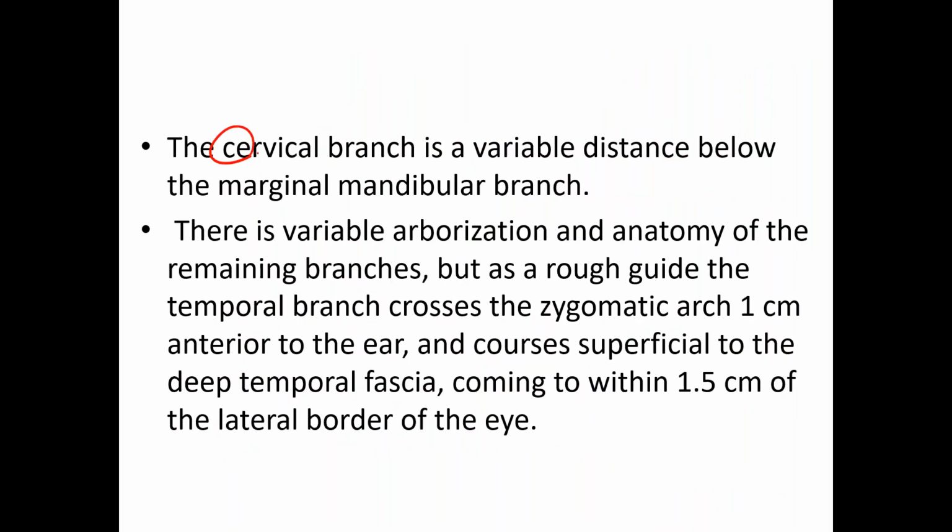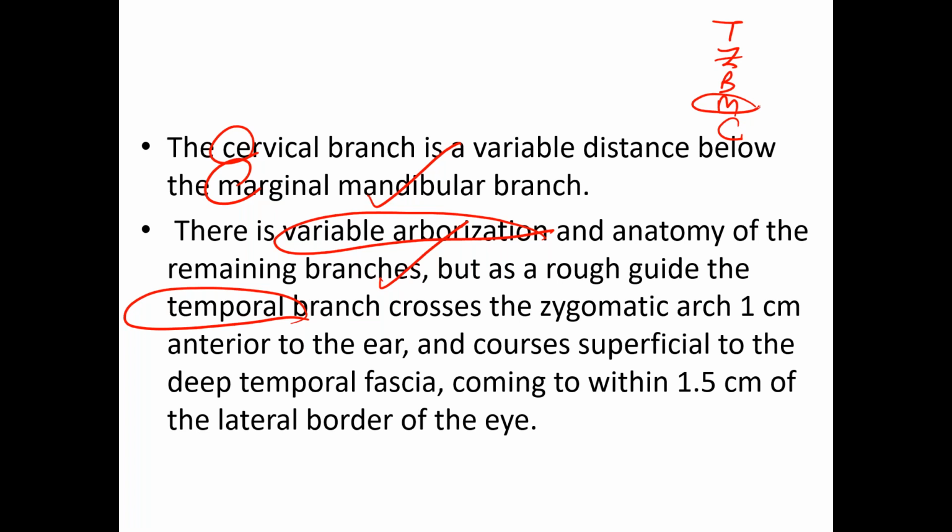The cervical branch is below the marginal mandibular branch. So there is a variable arborization and anatomy of the remaining branches. So how do you know the other branches? The temporal branch, which I told you, TZ BMC. We are talking about this TZ BMC. We already talked about the marginal mandibular.